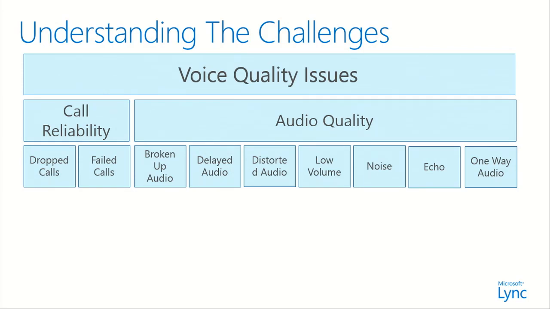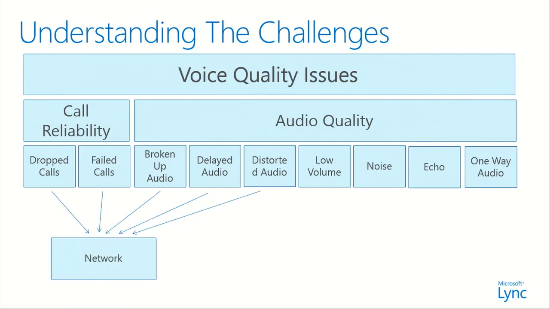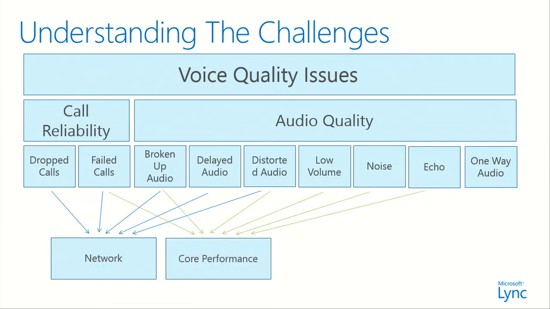But those are all different things within Lync that you're going to encounter, and we'll talk about how to mitigate some of those. Some are mostly from the network, as far as the distorted audio, delayed audio, broken up audio. And again, some of you may be used to call admission control and bandwidth. We'll talk about that as well, how that plays a part in this. Core performance.